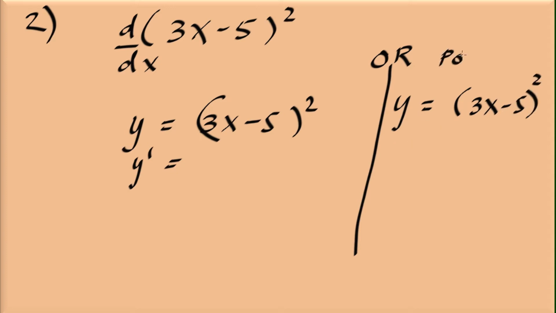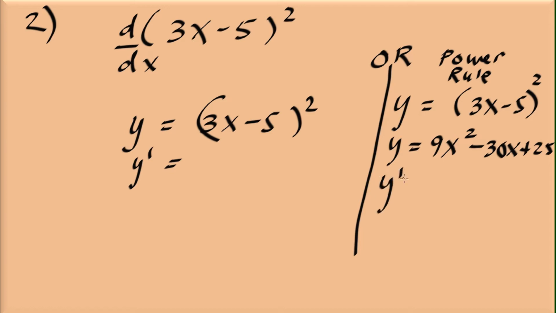To strictly use the power rule, what we can do is rename this by multiplying 3x minus 5 by itself, or expand it, FOIL it completely, so that you get 9x squared minus 30x plus 25. Then after this algebra, you can go ahead and do your power rule individually for each term. So we have 18x minus 30, the derivative of the constant is 0. So you can use the power rule, but you have to do some kind of renaming initially.